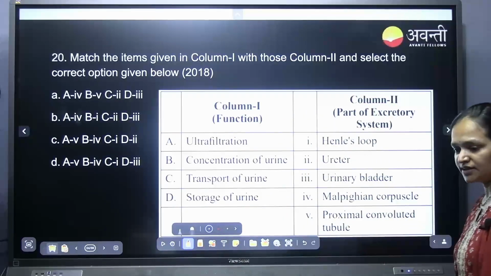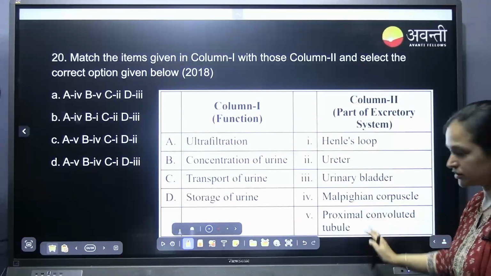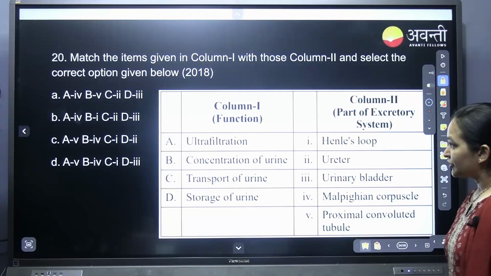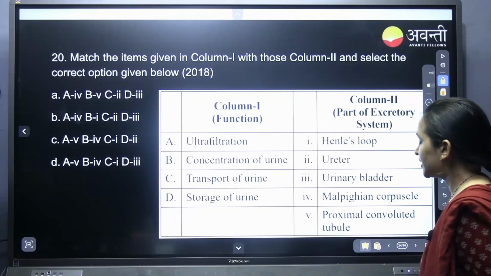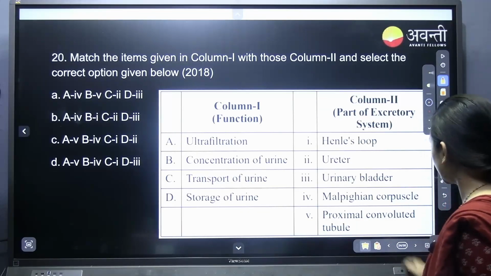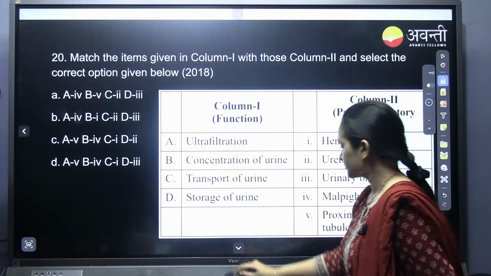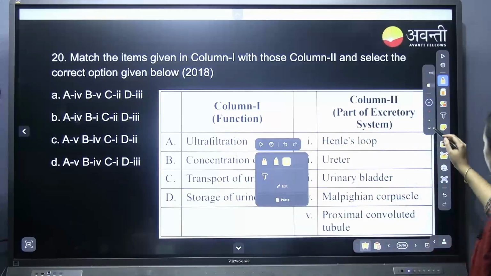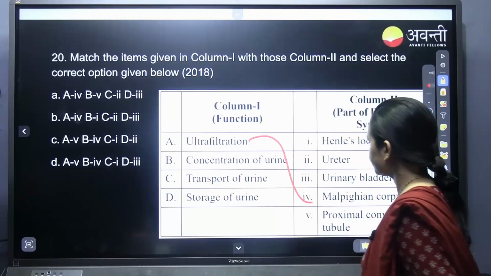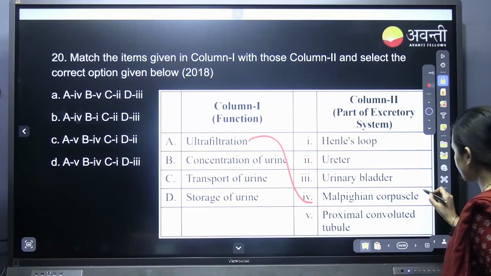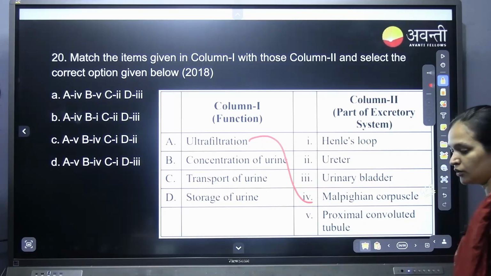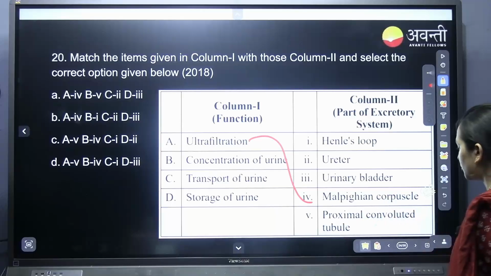Match the following. Is this clear? Can you see this particular thing here? Match it. Ultrafiltration takes place in the glomerulus. Where is it? Okay, here it is. The Malpighian corpuscle. What do you mean by Malpighian corpuscle? That is glomerulus plus Bowman's capsule. The whole total, we call it Malpighian corpuscle.